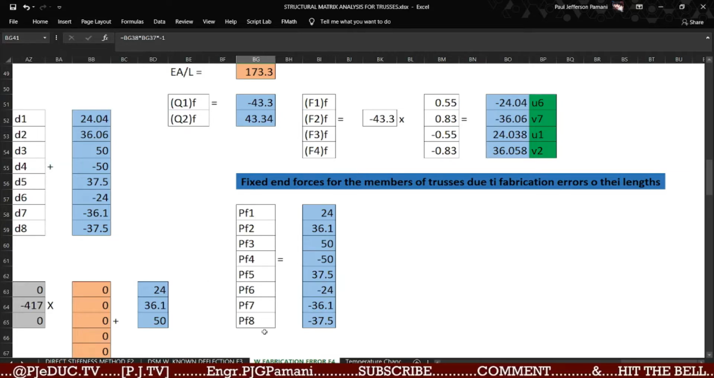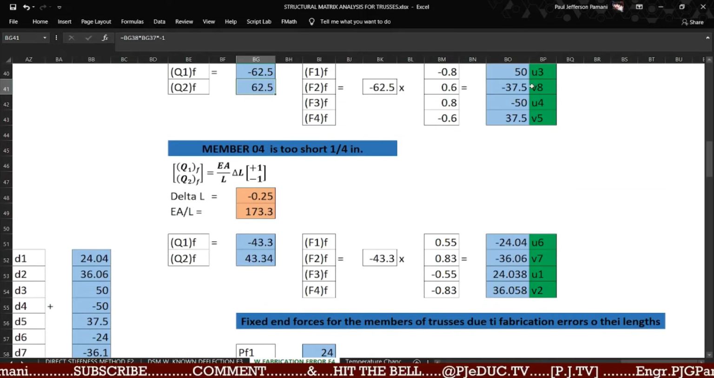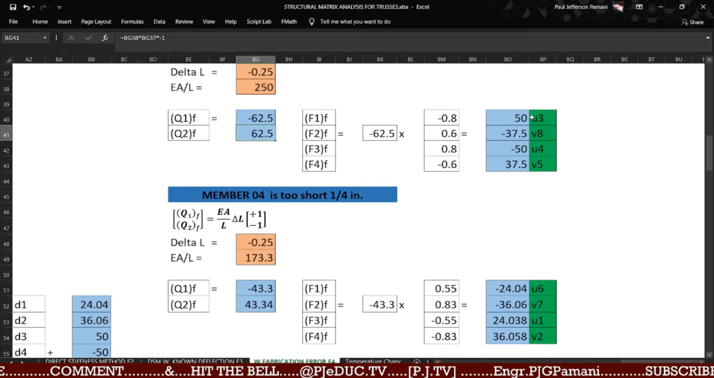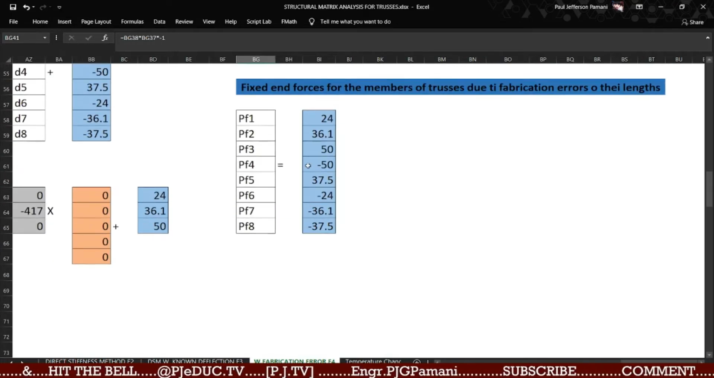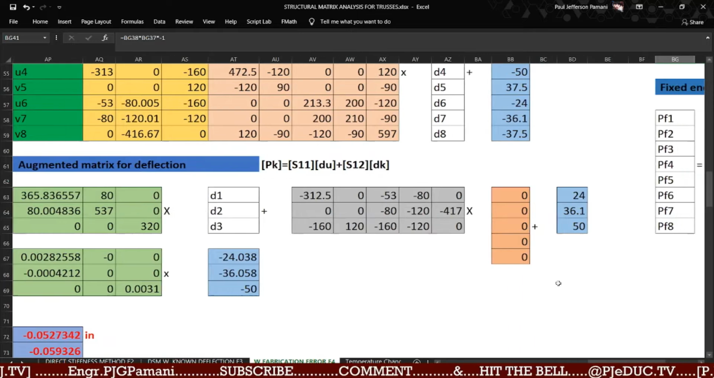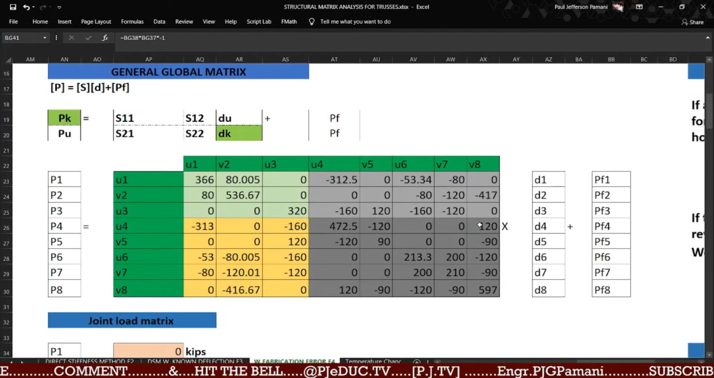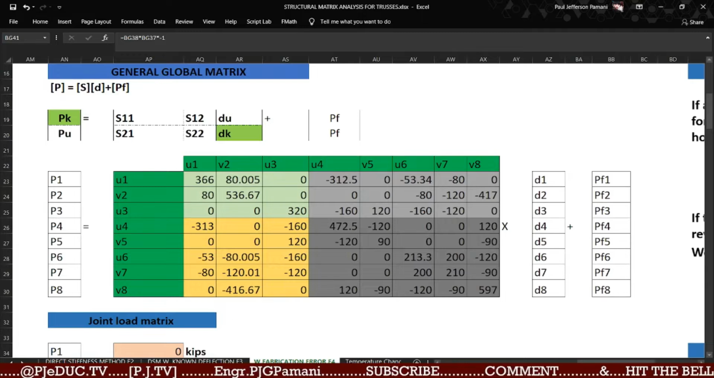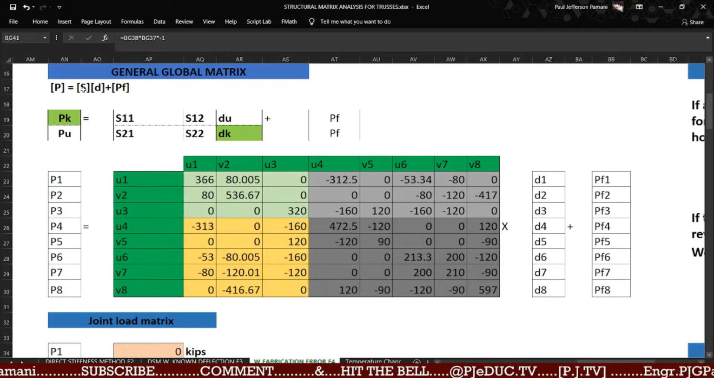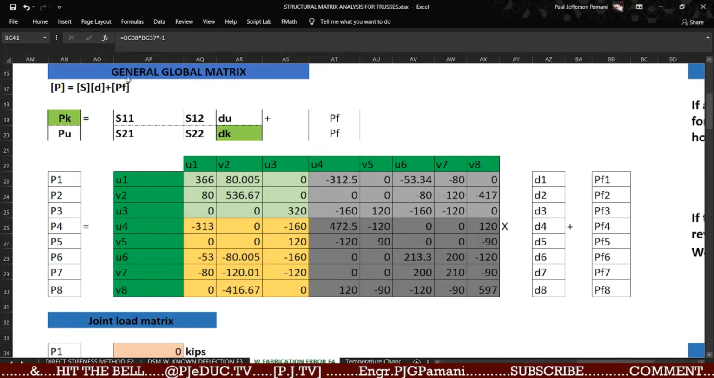So PF1 to PF8. Arrange nyo lang by number. So we have here 1, 2, 3, 4, 5, 6, 7, 8. Arrange nyo lang by number. Then copy this value so that we can add them up with our general global stiffness matrix. So as a general formula, considering a fabrication error, the P forces equal the structure matrix times the deflection plus the adjustment force, PF.